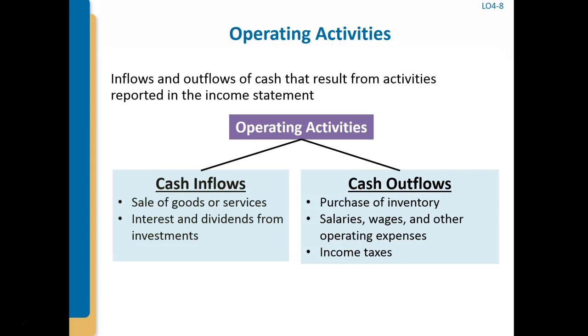Cash outflows would include cash paid for the purchase of inventory, salaries, wages, and other operating expenses, interest on debt, and income taxes. These amounts also may differ from the corresponding accrual expenses reported in the income statement. Expenses are reported when incurred, not necessarily when cash is actually paid for those expenses. Also, some revenue and expenses like depreciation expense don't affect cash at all, and they're not included as cash outflows from operating activities since cash wasn't involved.